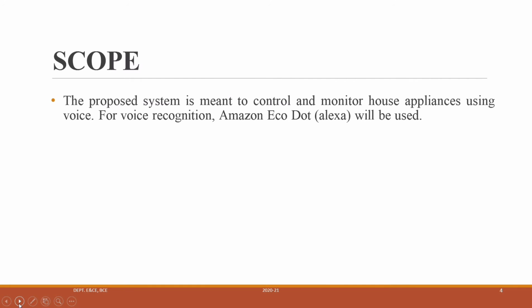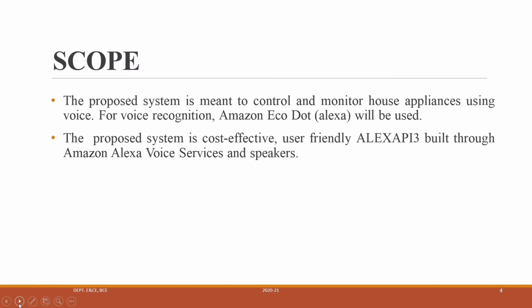Scope. The proposed system is to control and monitor house appliances through voice. For this voice recognition, Amazon Echo Dot, that is an Alexa clone, is used, and the proposed system is cost effective and user friendly, where you can control it by voice. So we use software such as Amazon Alexa Voice Services and some external devices such as speakers.